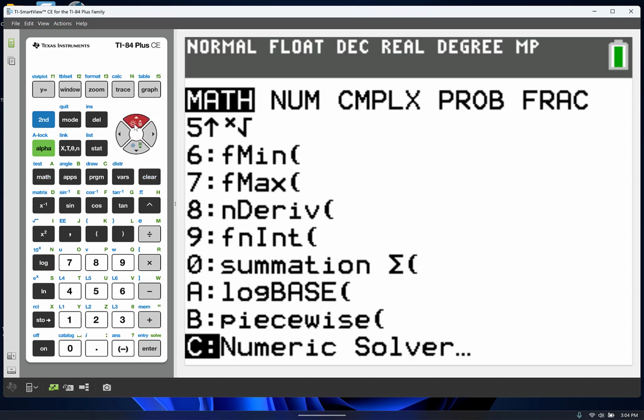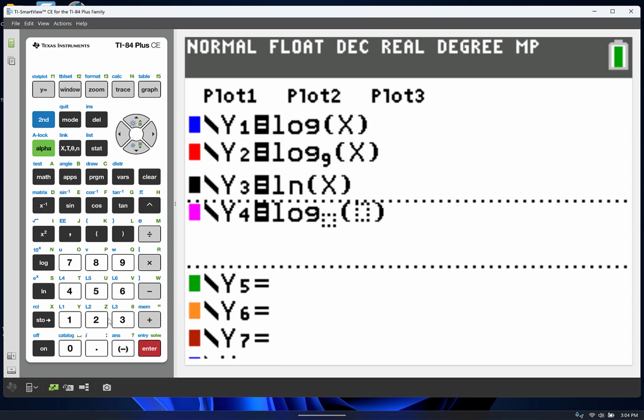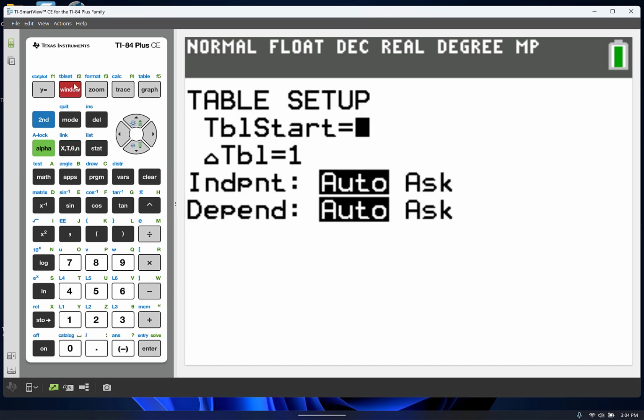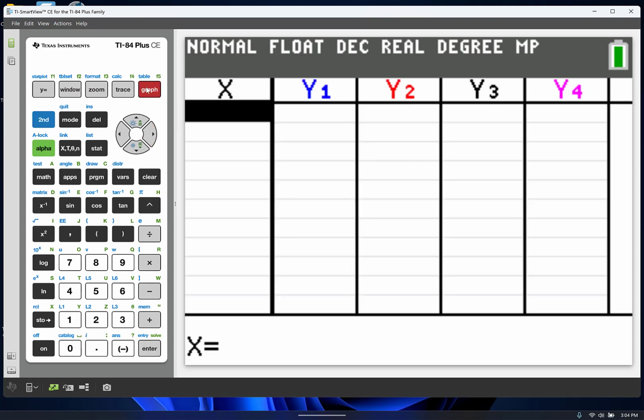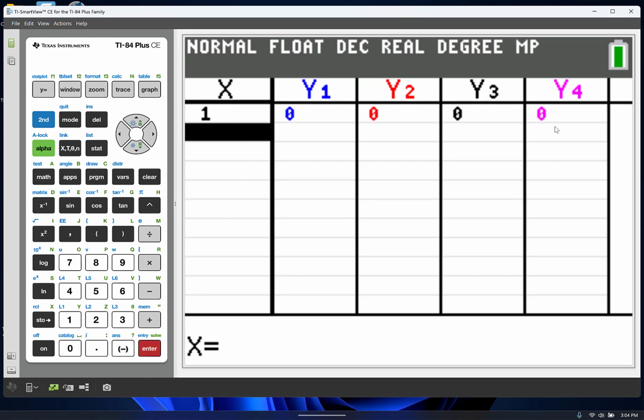Math, log base 2, and then put an x. Hopefully I still have the second table set to auto. Nope, I don't. I meant to say ask. Okay, now here we go. I'm just going to make x really large. Obviously at 1, all of them should say 0 because all of them intersect (1, 0). And they do. All of them say 0.